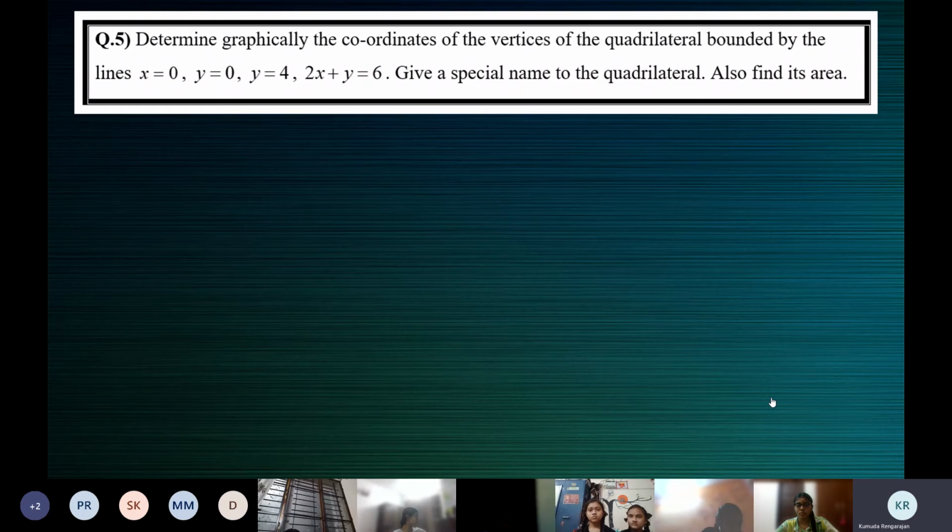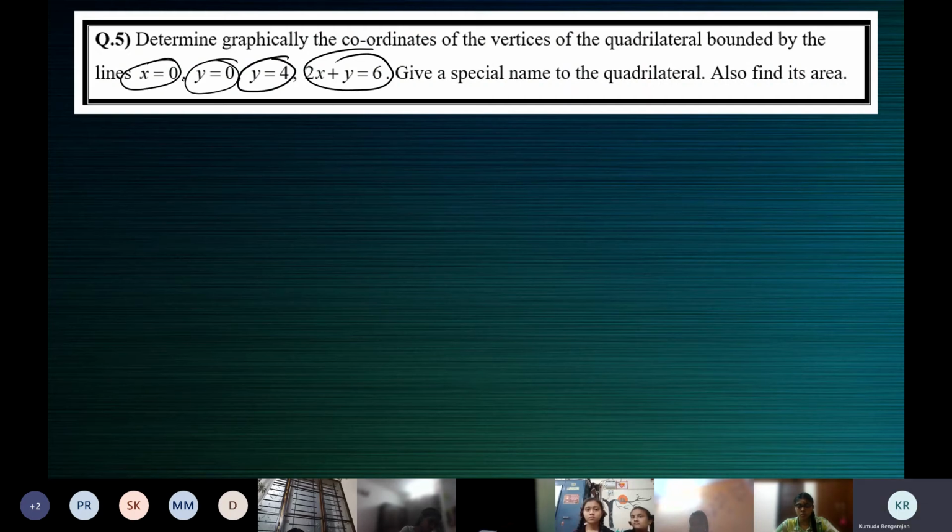Then y is equal to 4. How will you make a table for y equal to 4? Ma'am, y is equal to 4 always, with any value of x. Very good. Y is always 4 for any value of x. Very good, Harini. And for the next one, 2x plus y is equal to 6, make the xy table. For this one you should make the table and plot the points. These two are the lines already, x and y axis.